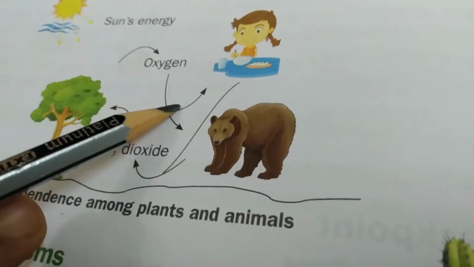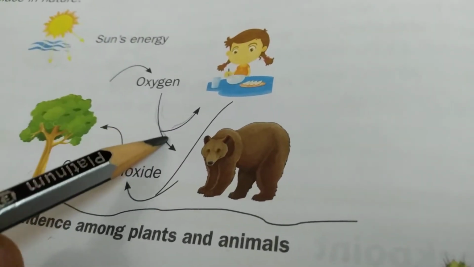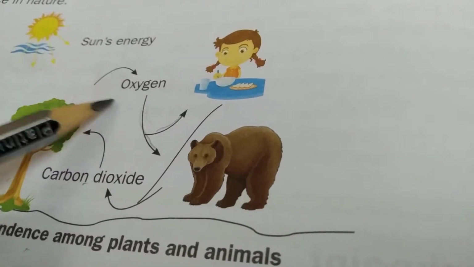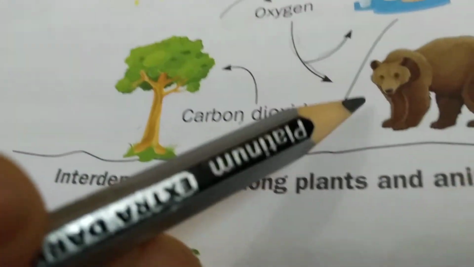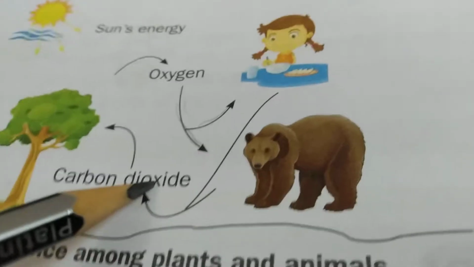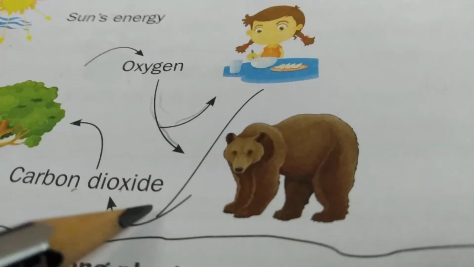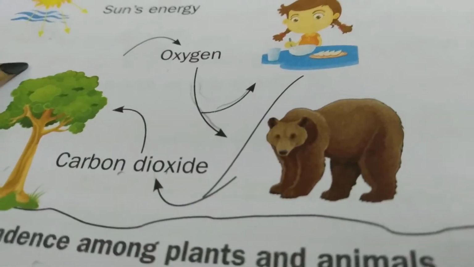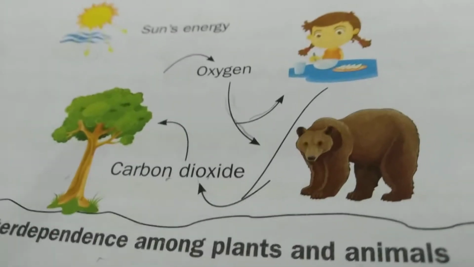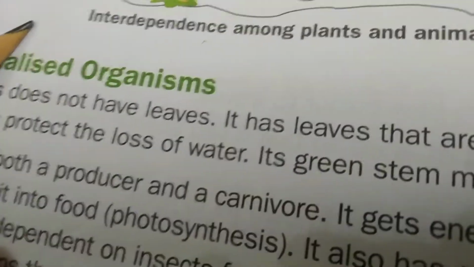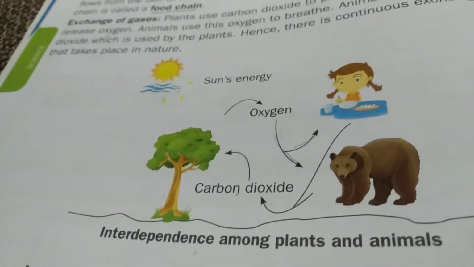Are you seeing? Humans breathe oxygen, animals also need oxygen, which plants give out. Understood, children? While we take in oxygen, we give out what? Carbon dioxide. That carbon dioxide is taken by the plants. So that's why these are interdependent on each other. Understood, children? Okay. Hope you have understood about the interdependence among plants and animals.